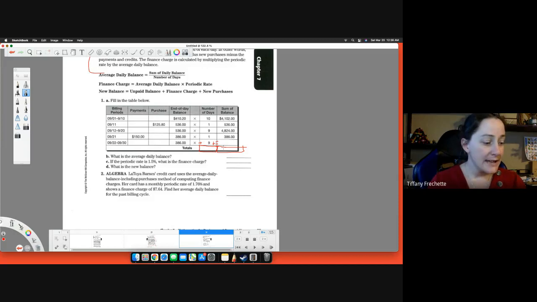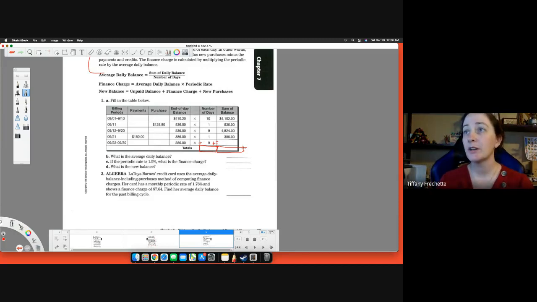And part B, what is the average daily balance? So once we know the sum of the daily balances, which is this box here, we're going to divide by the number of days, which is this box here. So we're going to divide the total by the number of days. And that'll tell us our average daily balance. And then we're going to multiply this average daily balance by our periodic rate. That's how we do our finance charge. Average daily balance times periodic rate. So once we know what our average daily balance is, we're going to multiply by 1.5%.